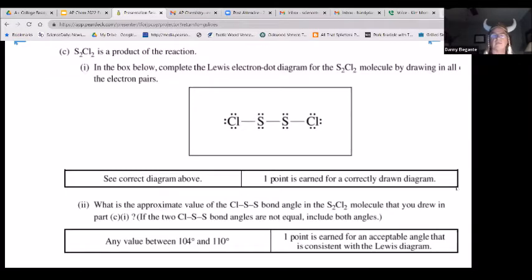And then you get 1 point for saying anything between 104 and 110, right? If you just wrote 104, you wouldn't get the point. See how it says between 104 and 110? That means it can include 104, and it can't include 110. So as long as your answer was somewhere in between there, then you would get that point.